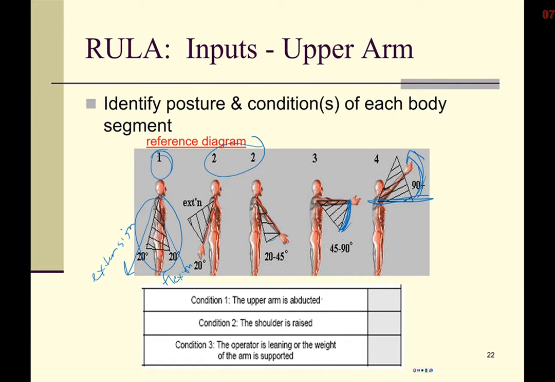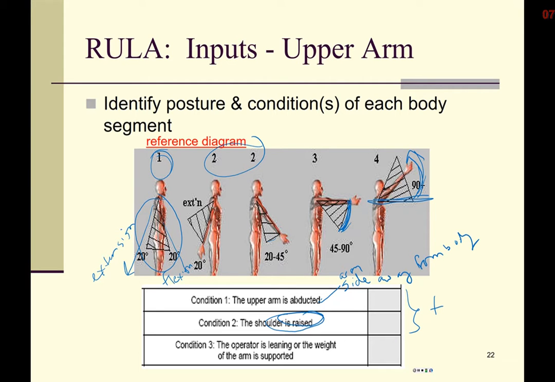One thing, it could be abducted, and so in addition to either forward or backward in front of your body, you could be holding your arm out to the side, away from the body. So is it abducted? This will be a simple radio selection, either yes they're doing it, so you pick it, or no, you don't pick it if they're not doing it. So your arm is held away from the body. Condition 2 is the shoulder raised. Those are both more stressful, so those will be adding points.